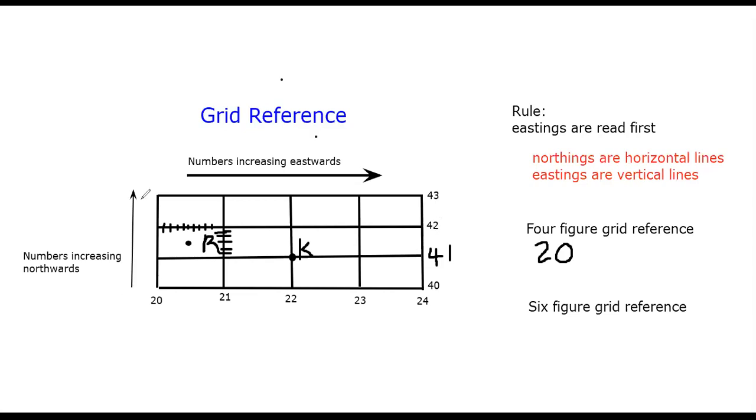Remember, we read it based on it going upwards. So therefore, if it has not reached this line as yet going upwards, then 41 would be the correct reference to use. So the 4-figure grid reference for this would be 2041.